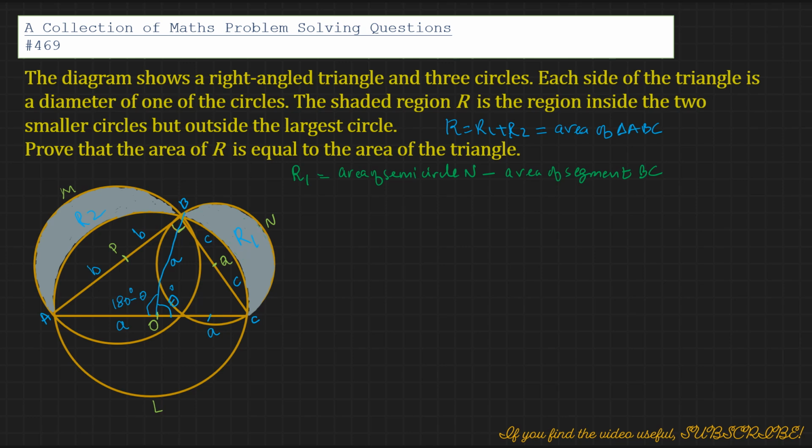So area of the semicircle, and we know it very well. That would be pi c squared divided by 2, and then minus the area of the segment BC. So we'll do a bit of work here. First of all, the area of the segment BC would be the area of the sector OBC, which is this part. So this is the sector OBC minus the area of the triangle OBC. So that's what we are going to do.